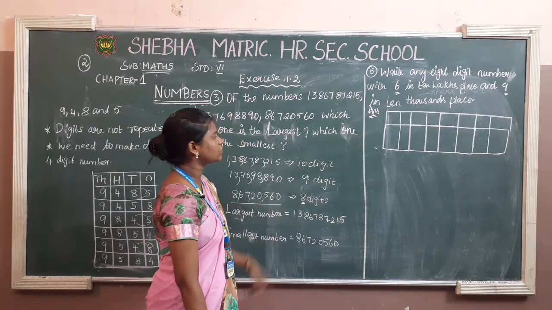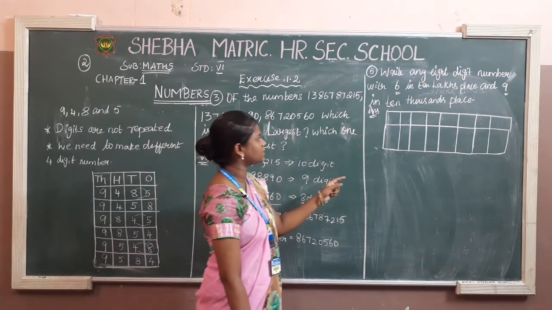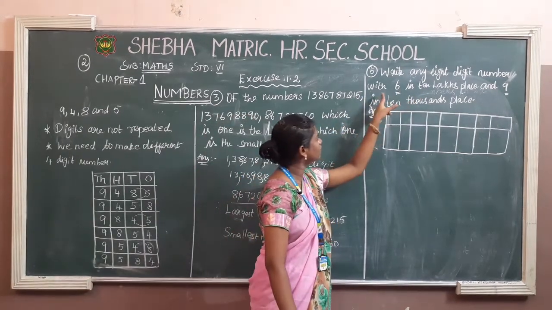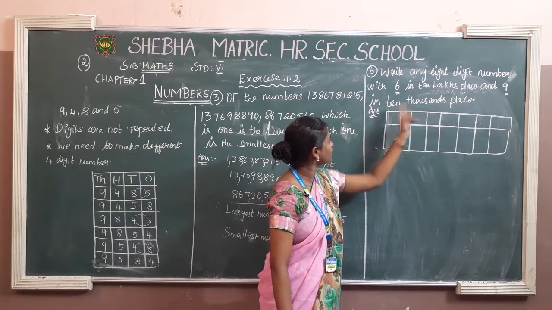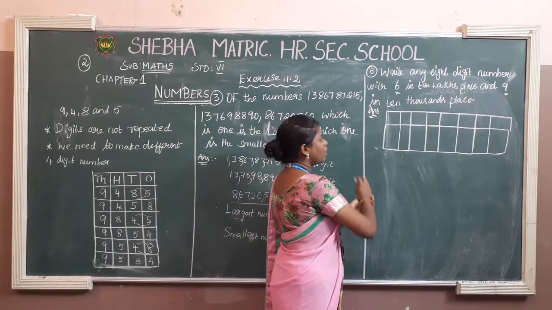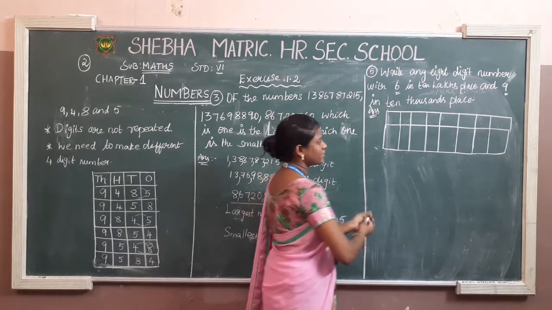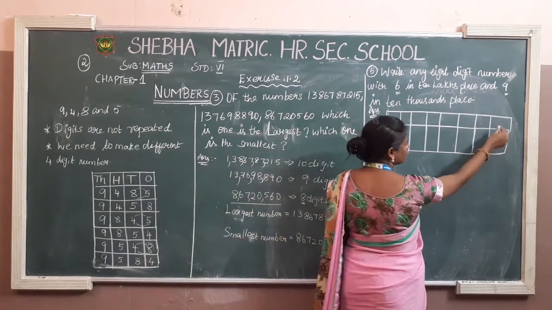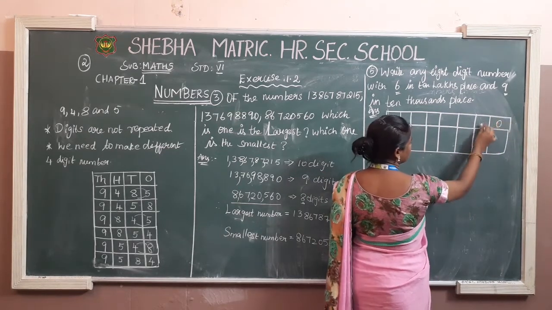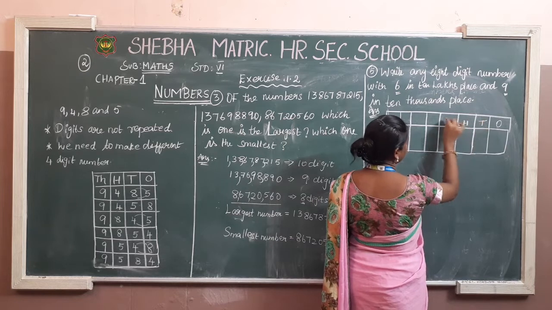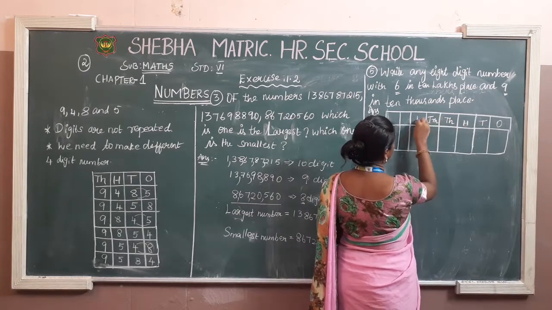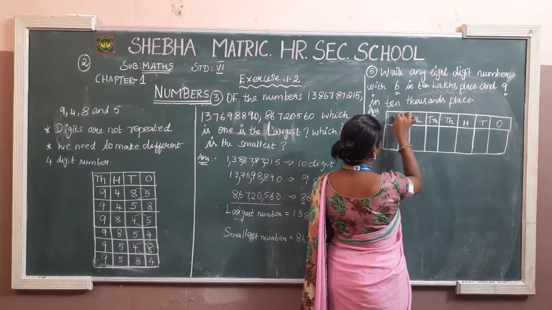Next we write the fifth question. Write any 8-digit number with 6 in the 10 lakh place and 9 in the 10,000 place. So we arrange the places. First draw a place value chart. This is the place value column. So draw a place value chart. This is the ones group: ones, tens, hundreds, thousands, 10,000, lakhs, 10 lakhs and crore.